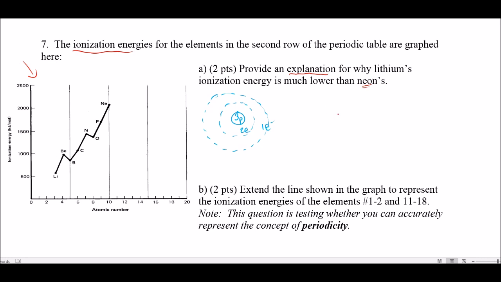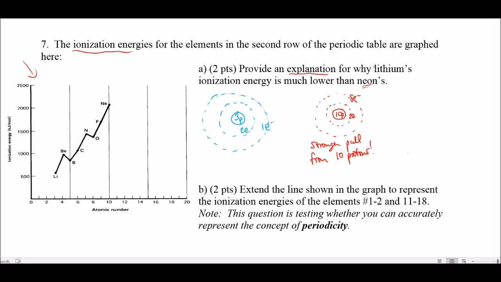It's important that you recognize the nucleus matters. Neon has 10 protons instead of 3. Those 10 protons draw the electrons in closer. So even though there are many electrons, they feel a strong pull from the nucleus. This is the proper explanation.